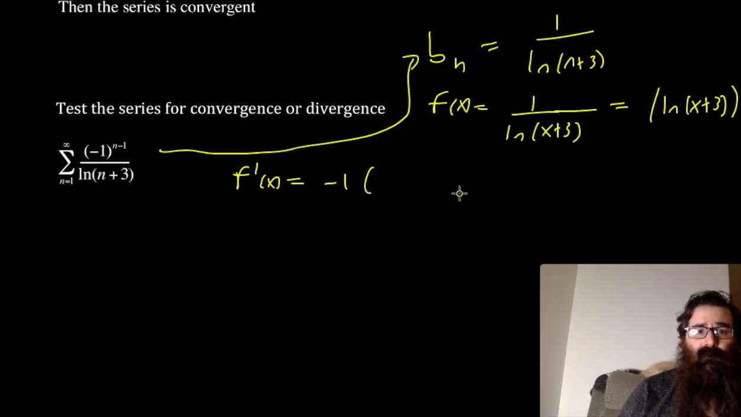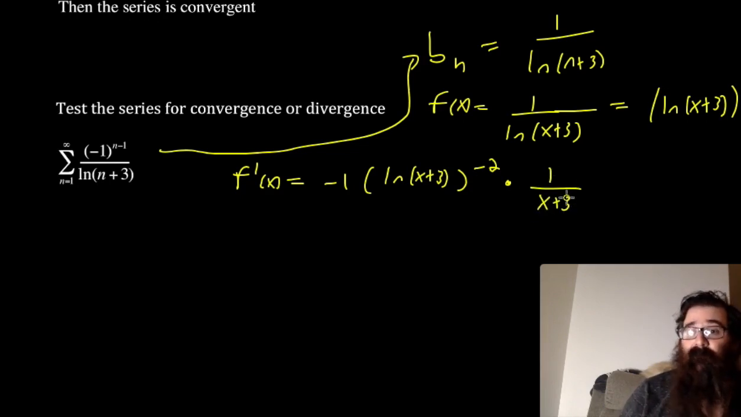So derivative of stuff to the minus 1 is minus 1 stuff to the power of minus 2. And I can rewrite the inner function back inside. And then times the derivative of the inner function, the derivative of natural log of x plus 3. And technically that's more chain rule. That would be 1 over x plus 3. But then the derivative of x plus 3 is just 1. So this is where it would stop.